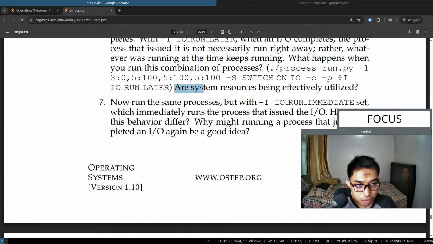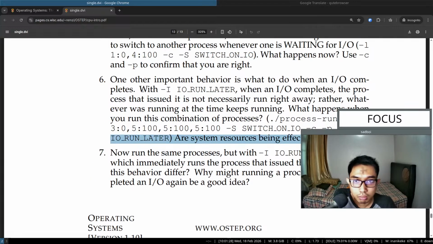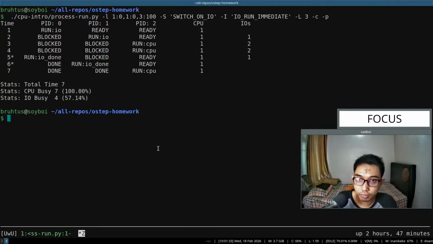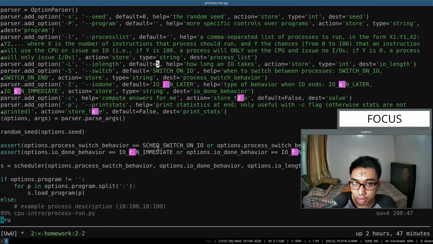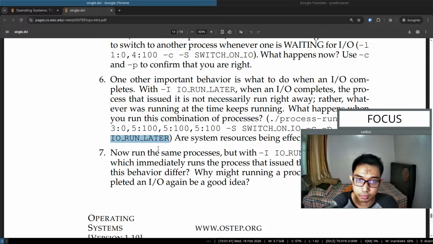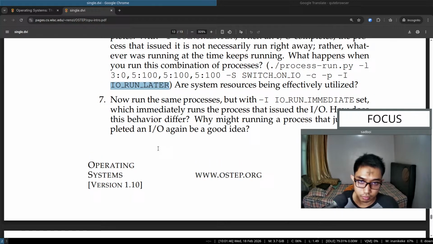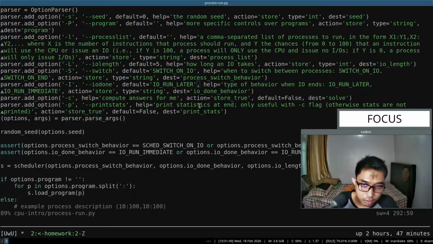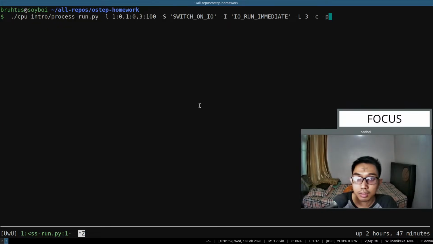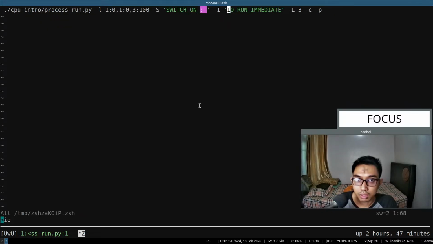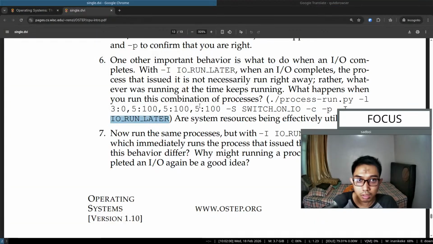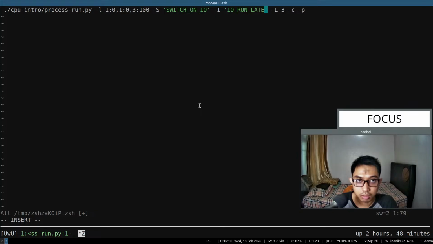Okay, wait a minute. Oh, input-output run later. Okay. And this is the default, input-output run later. Are system resources being effectively utilized? Let's find out. Switch on I/O, okay. Run later.